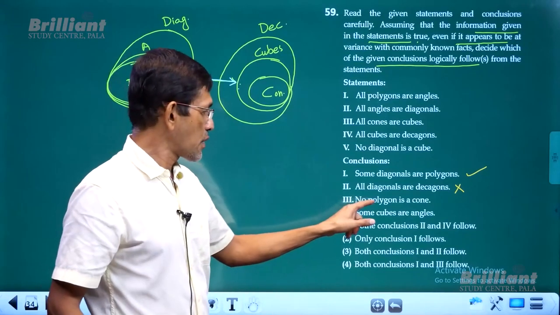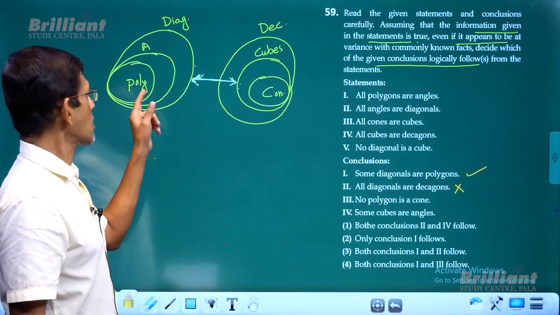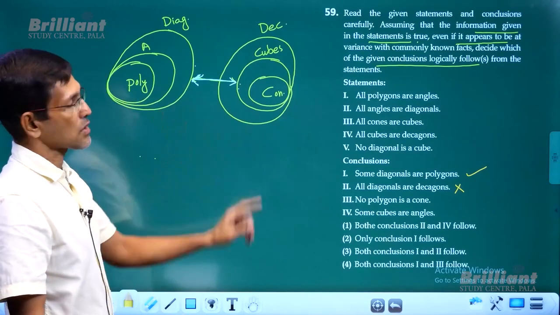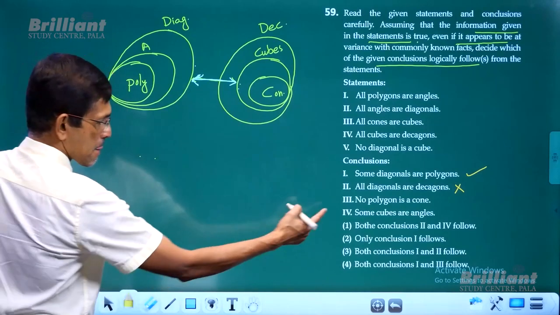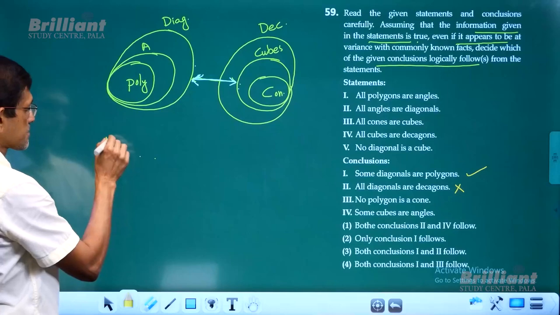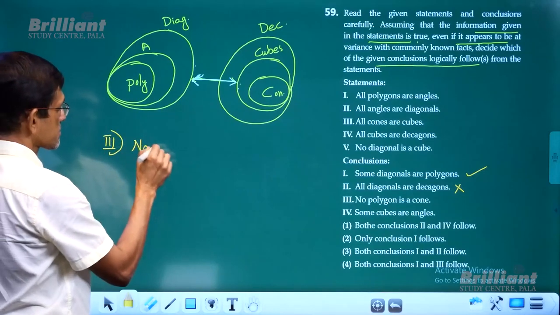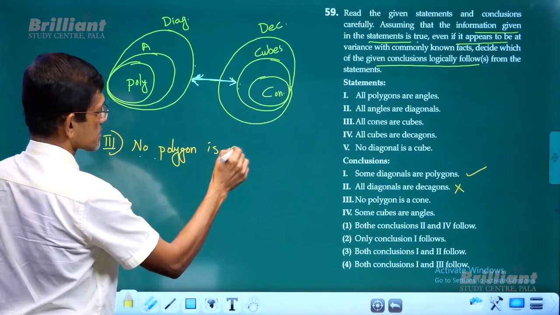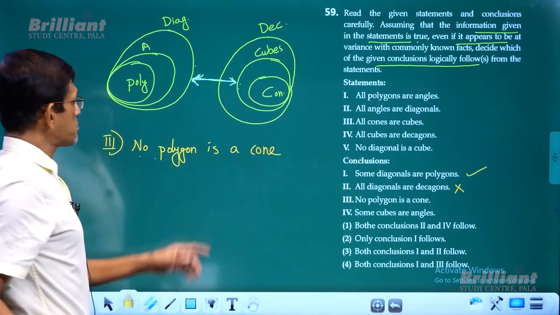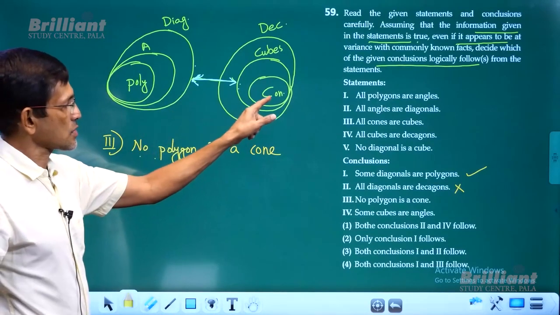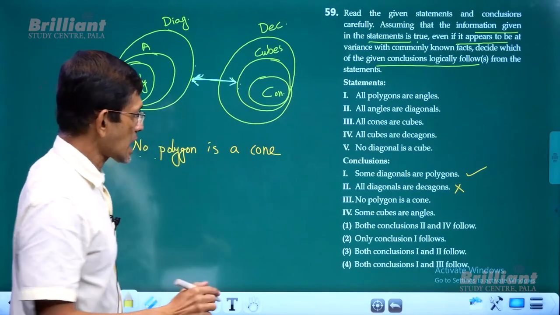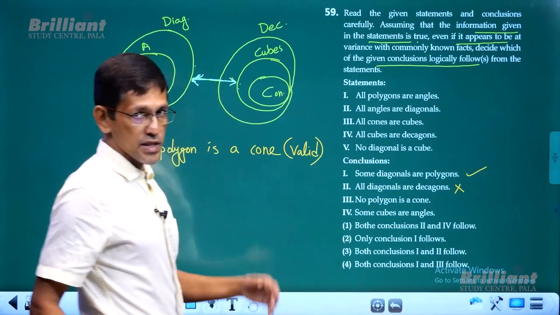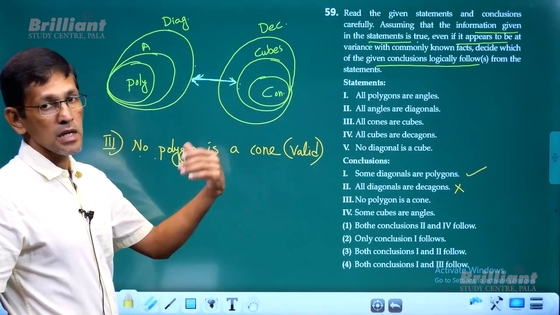Now the third one: no polygon is a cone. So look at polygon, look at cone. There is no intersection between polygon and cone. The third conclusion, no polygon is a cone, that's correct. So it is valid for the basic diagram. Since it's valid for the basic diagram, if it is a positive conclusion, then definitely it follows.